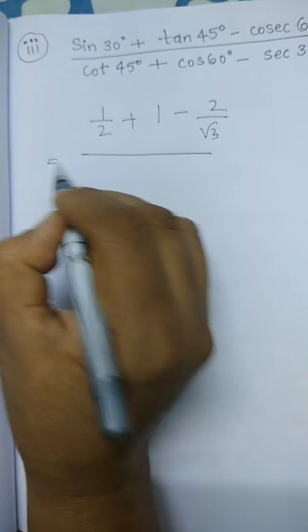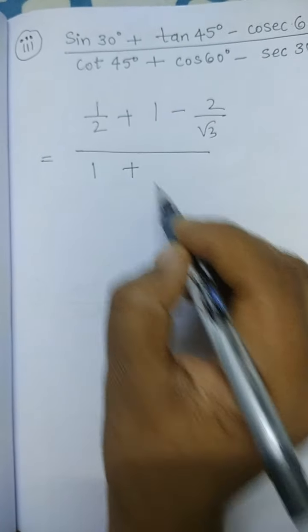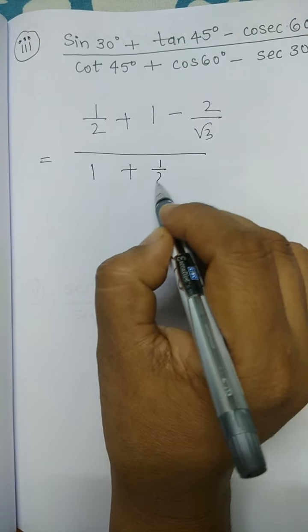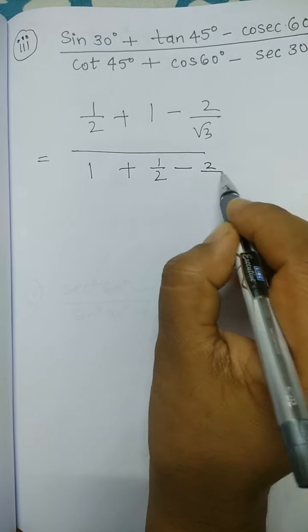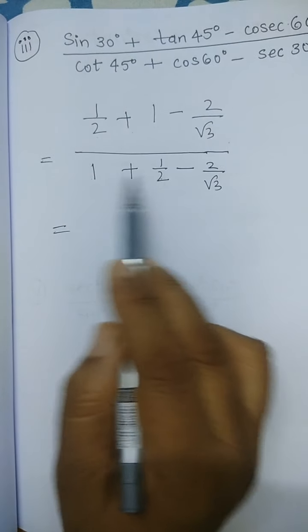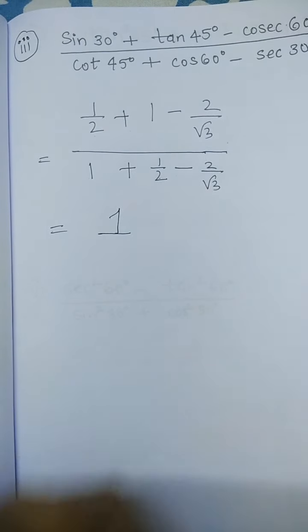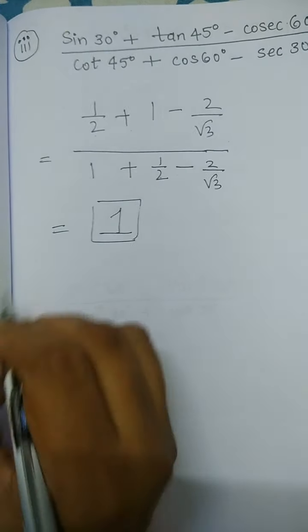And again here cot 45 degrees is 1, plus cos 60 degrees. What is the value of cos 60 degrees? 1 by 2, minus sec 30 degrees, whose value is 2 upon root 3. You observe here the numerator and denominator are the same: half plus 1 minus 2 by root 3. When the numerator and denominator are equal, the answer is 1. You need not calculate this because anyhow you are going to get the answer 1.